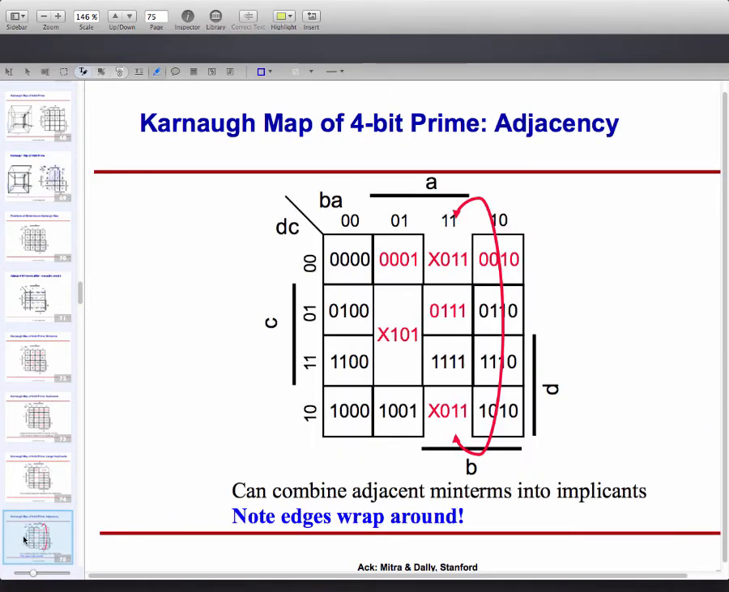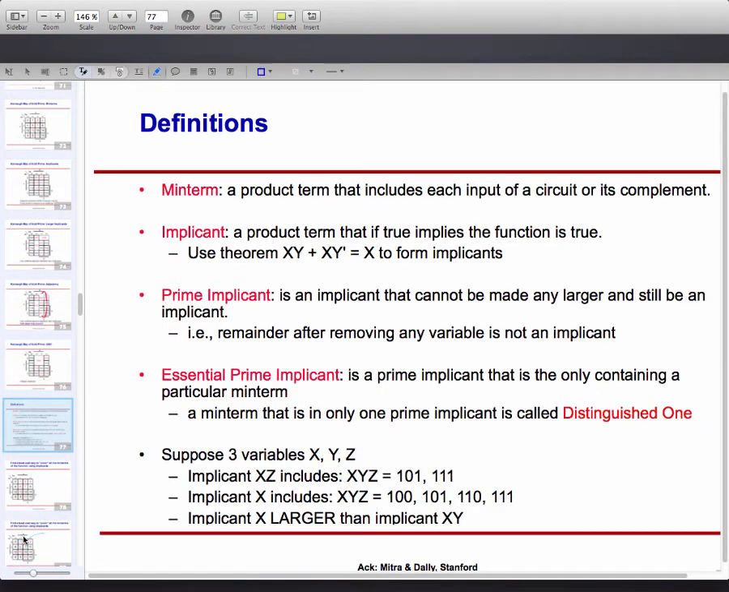So going back to our definitions then, the minterm we saw earlier on. A minterm is an AND term which has every input present in it, and the function is 1 for that minterm. An implicant is a product term where the function is 1, but not all inputs are necessarily present in that AND term.